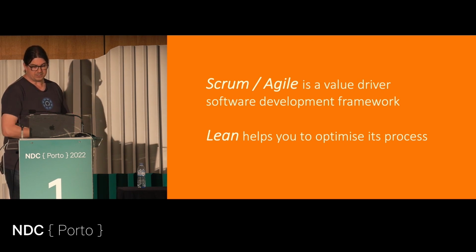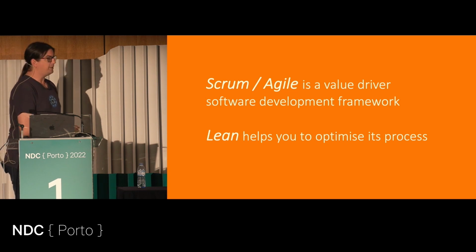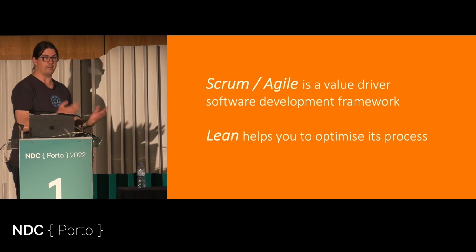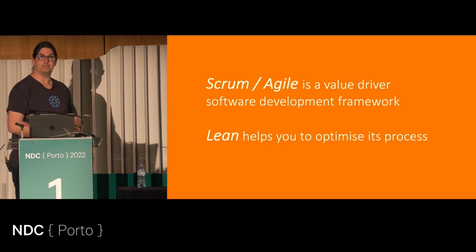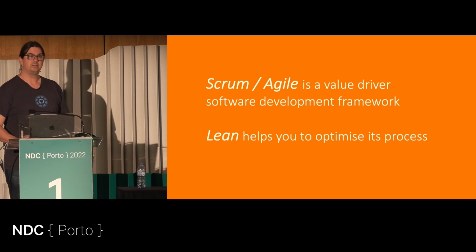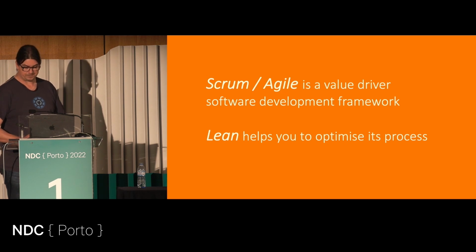So Agile and Scrum is a value driven software development framework. Scrum is a framework. It's just a project management template for running your team to implement Agile. Whereas Lean helps you optimize those frameworks and processes.